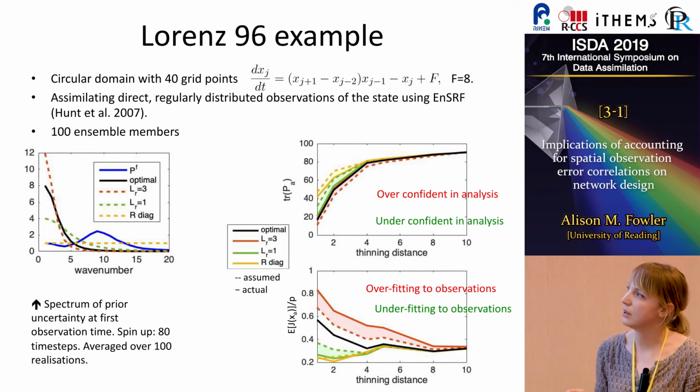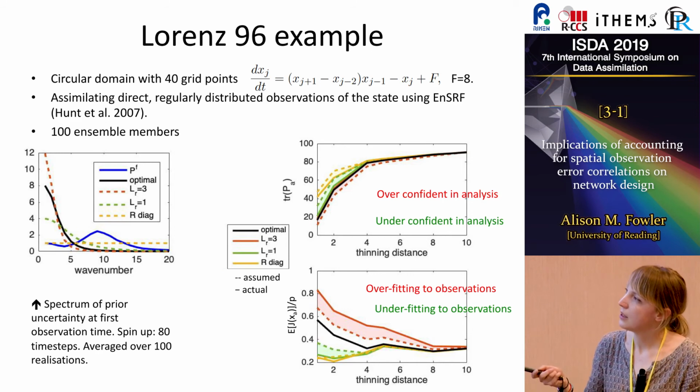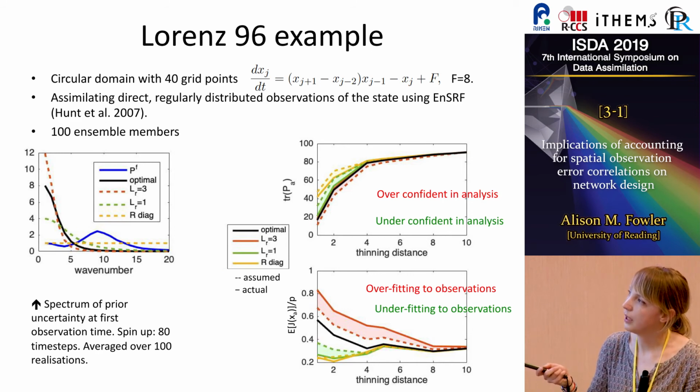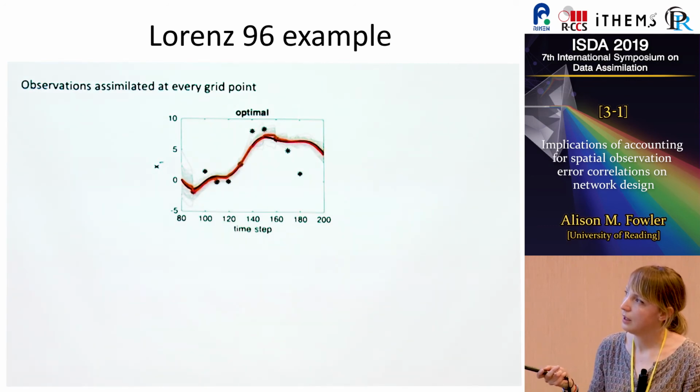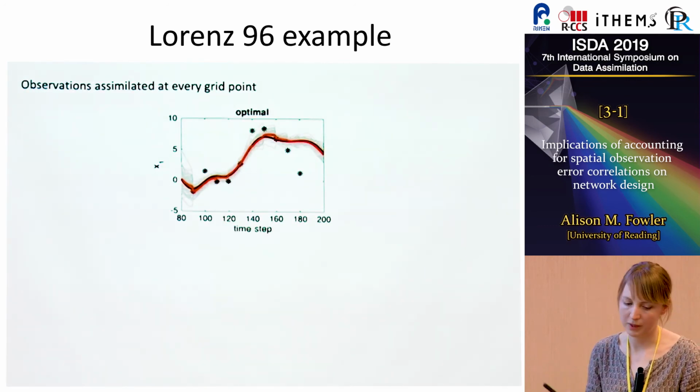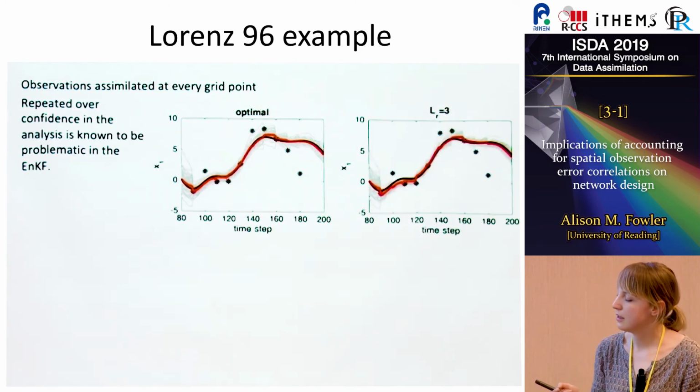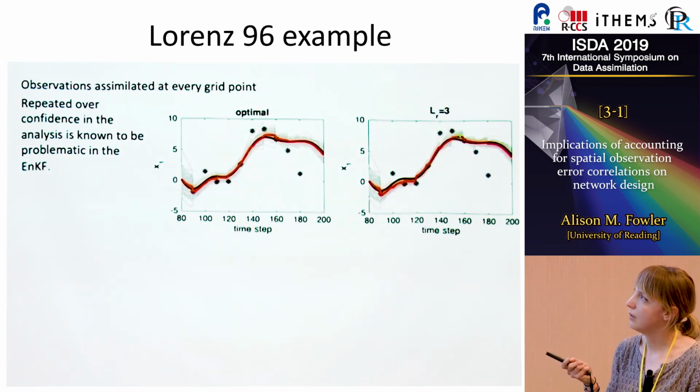So just to see what this looks like for an example of the ensemble. So this is the optimal case where the black line is the truth and the black stars are the observations that I've simulated. And the red line is the ensemble mean. And then this is the case when we overestimate the length scales in R.